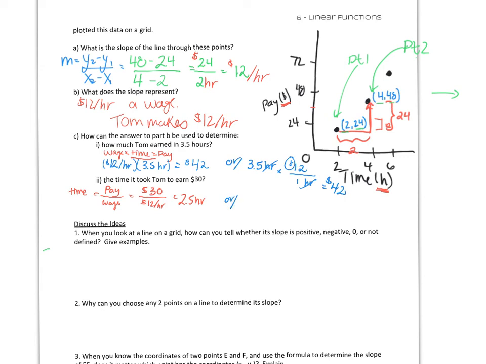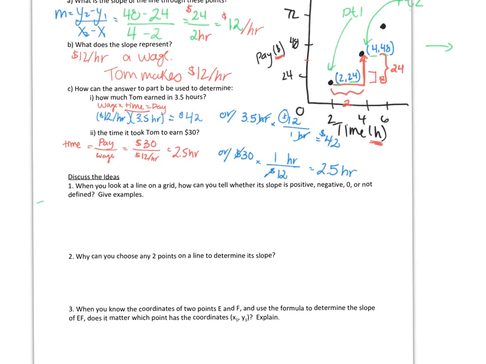Alternatively, again, you can use our unit analysis. We're going to start with our $30 here, and we need to cancel dollars and find hours. This is $12 per 1 hour. The unit of dollars cancels, if you will, and we multiply 30 by 1, divide by 12, and you get 2.5 hours.